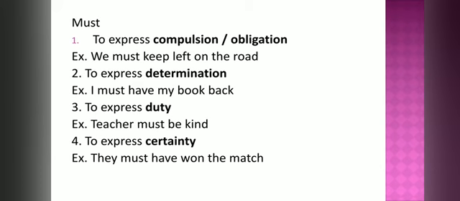Must. Must is yet another modal auxiliary which is used to express compulsion, obligation, determination, duty and certainty. For example, we must keep left on the road. Here must indicates compulsion or obligation. I must have my book back. Here must expresses determination. Teacher must be kind. Here must indicates the duty of the teacher. To express certainty, they must have won the match. Here must expresses certainty.